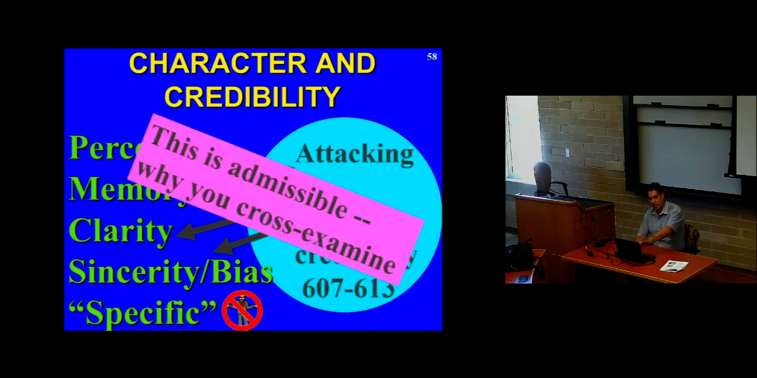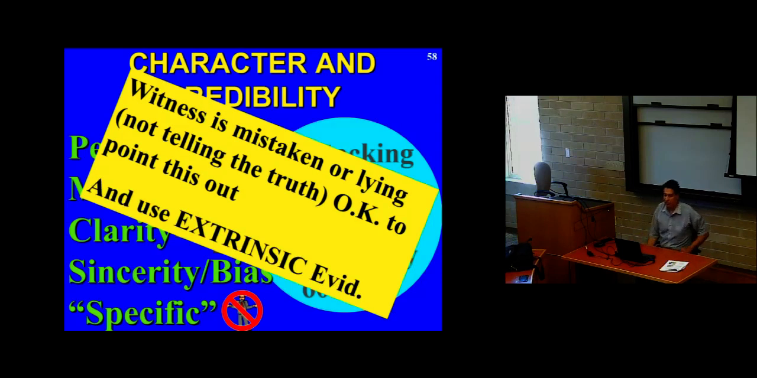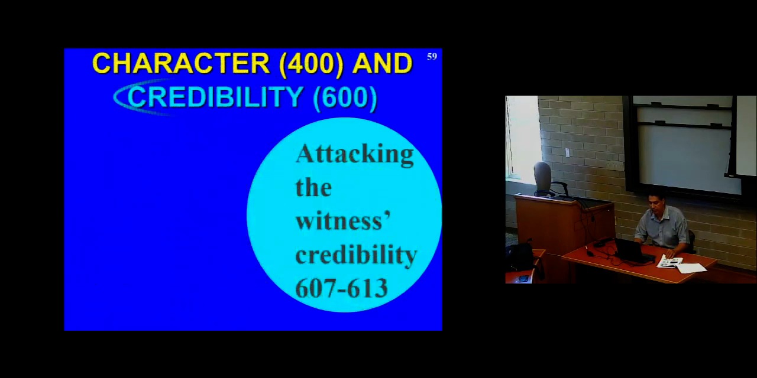All right, now, in these areas where you go after perception, memory, clarity, sincerity, bias, where it's specific, where I'm just trying to say you're a liar, this is admissible information, and this is why you cross-examine. So if the witness is mistaken or lying, they're not telling the truth, it's perfectly fine to point this out and use extrinsic evidence. In fact, this is what you would do. You would point this out, and you would point it out using extrinsic evidence.